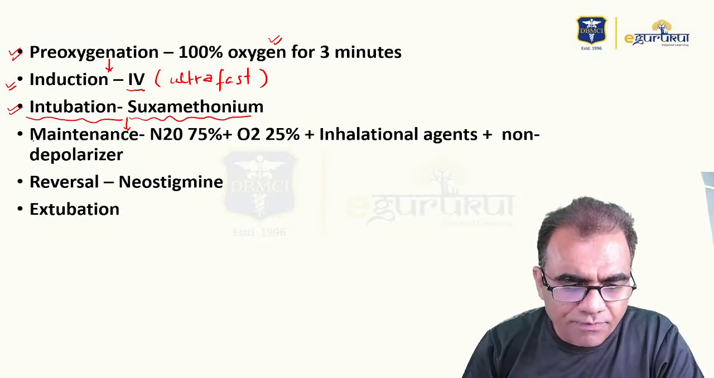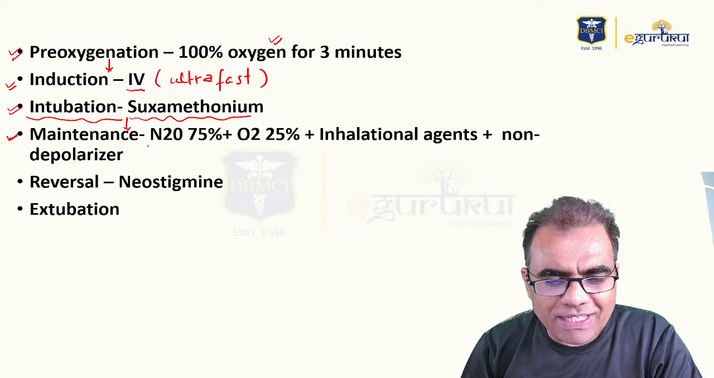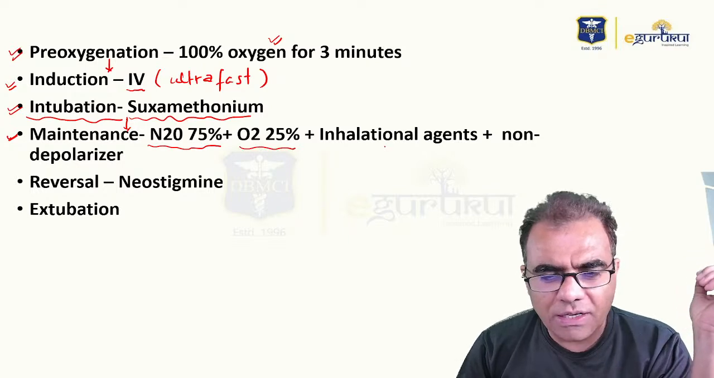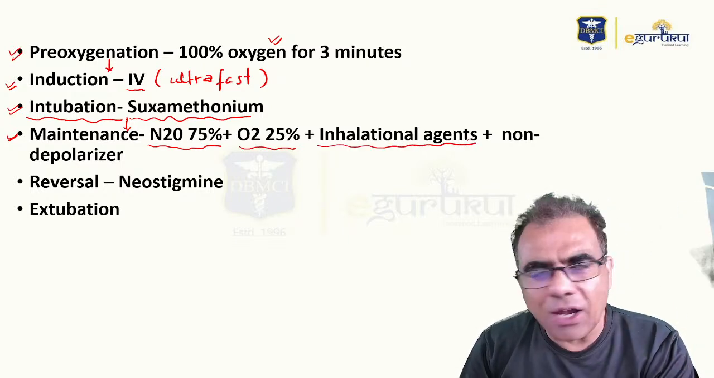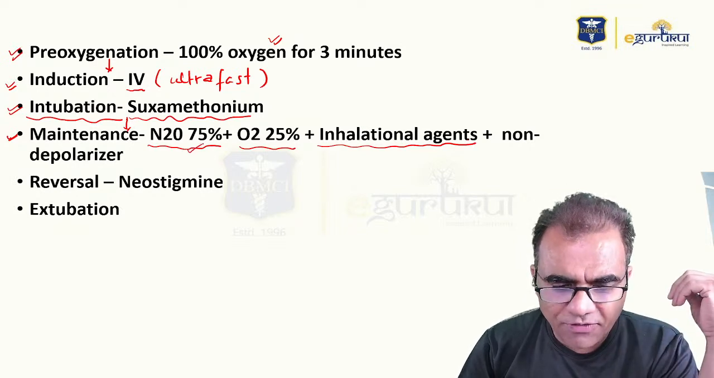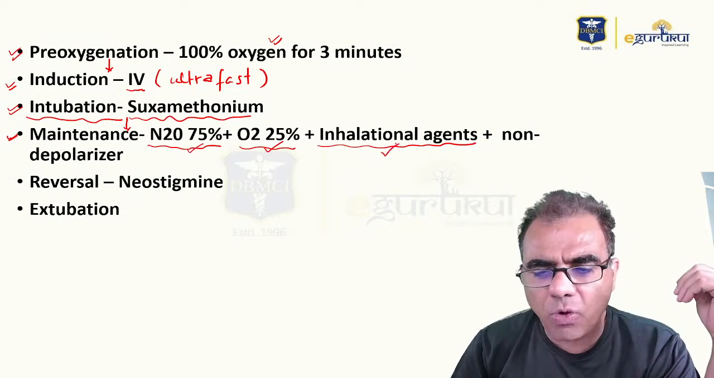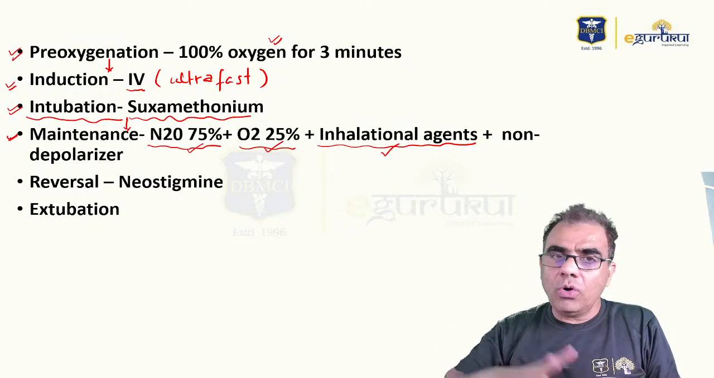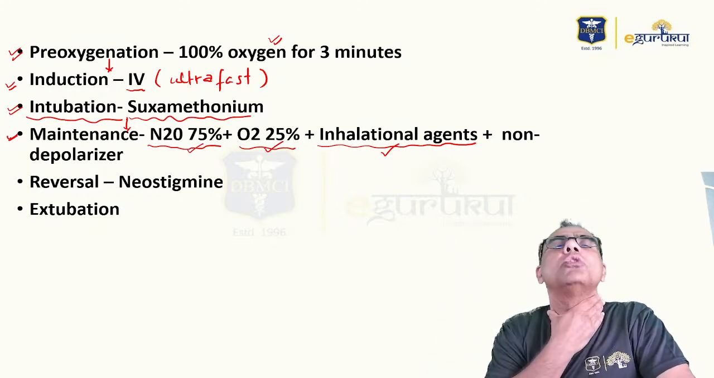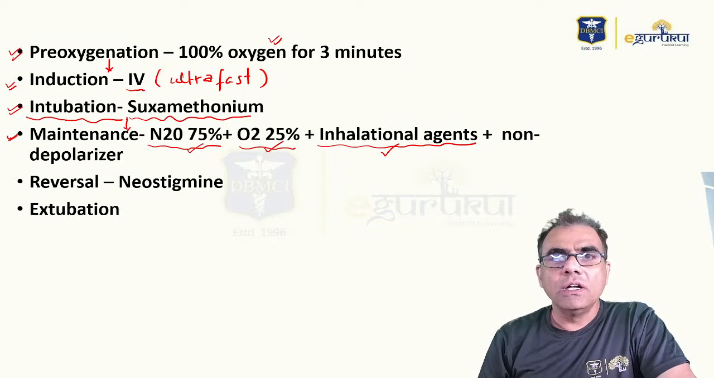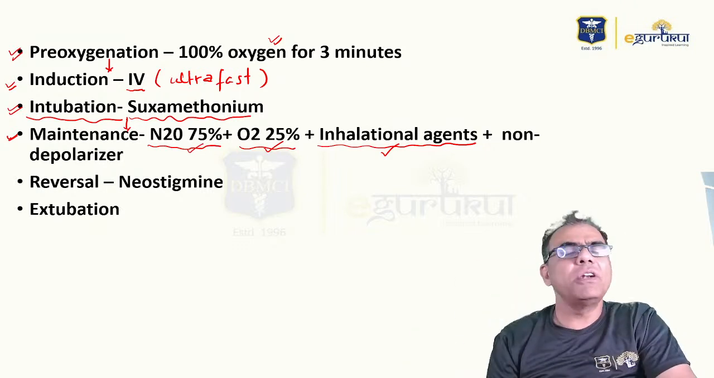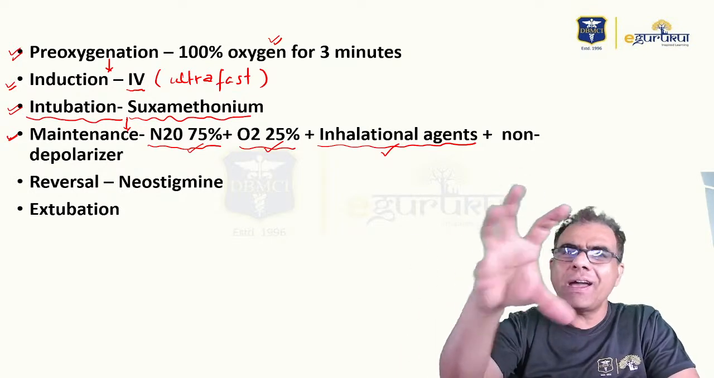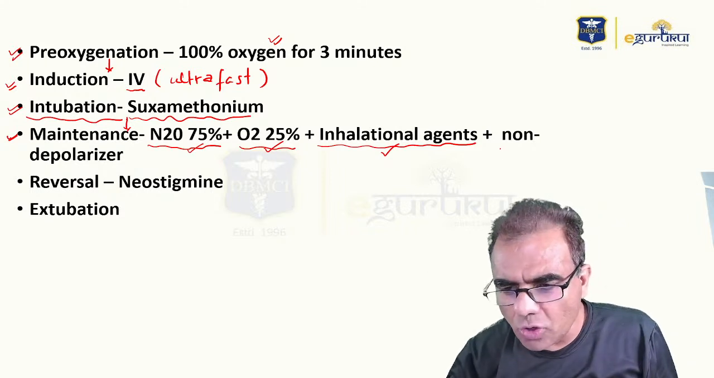Now after intubation, anesthesia is usually maintained with 75% nitrous oxide, 25% oxygen, and one of the inhalational agents, halothane, isoflurane, whichever is available, you can choose. Now, relaxation is not only required for intubation, relaxation is required for surgery. If the patient's muscles are not relaxed, how will the surgeon do the surgery? So for achieving surgical relaxation, we have to use a long acting type of muscle relaxant, and that is the non-depolarizing type.